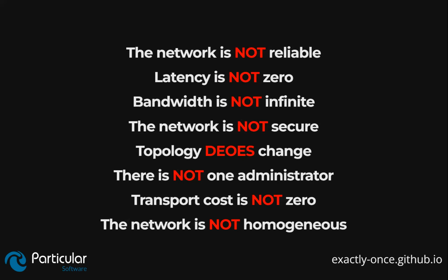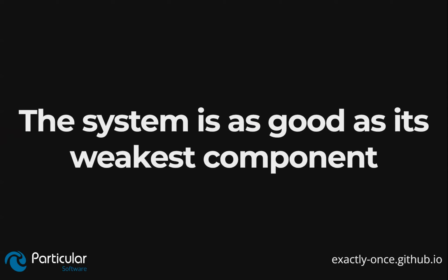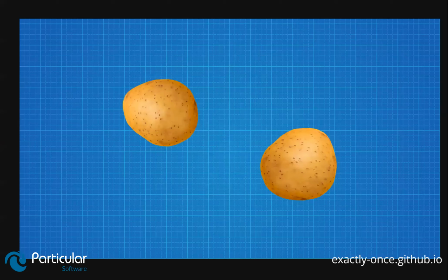In fact, all of these statements would better be rendered in a negation style, because the network is not reliable, the bandwidth is not infinite, there is not one administrator in the system. And today we're going to especially focus on that one. The network is not reliable, because it's the one that is, at least I think, most applicable in the design of a distributed domain-driven design system, because that system is as good as its weakest component. So we need to focus on what component is the weakest, find these places and make sure these components are taken care of.